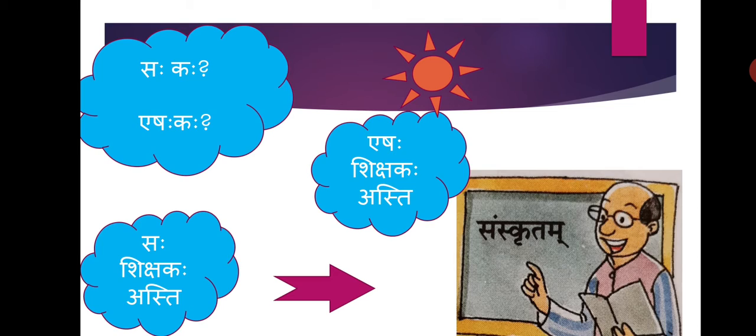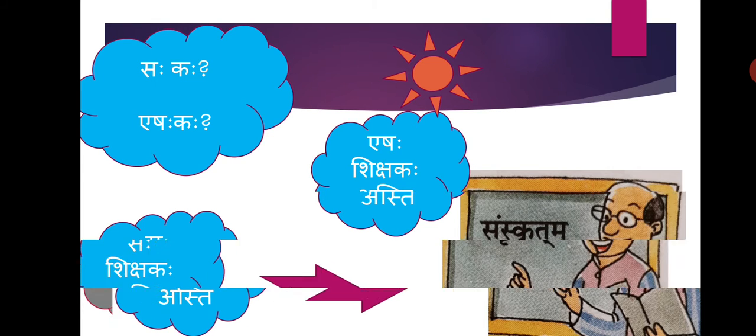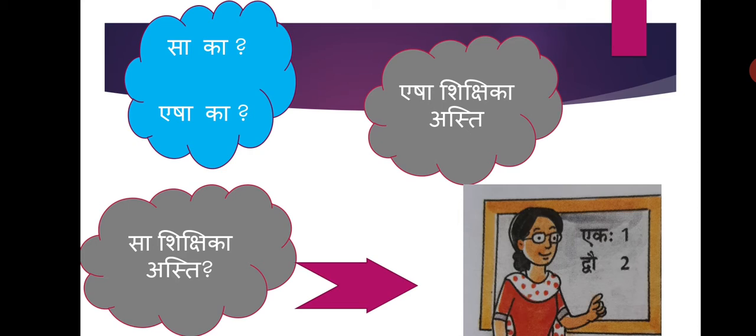Now, see in the next one, "Eshah Kah", that is, who is this? "Eshah Shikshakah asti", this is a teacher. So, that one is near to the teacher and the other is far from the teacher. Now, this is the example for the feminine. I am not using "Sah" with "Kah" here. There is some restriction for these pronouns: masculine pronouns are used with masculine words, and feminine pronouns with feminine words. Like the question words, we also have to use feminine question words only.